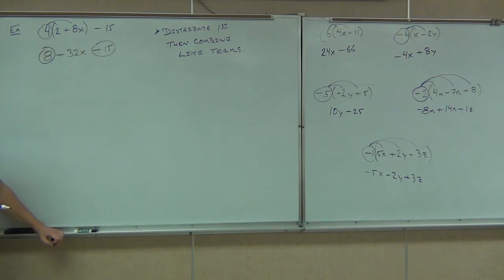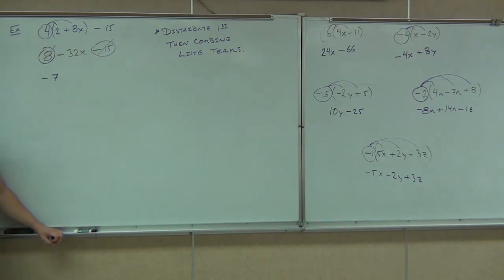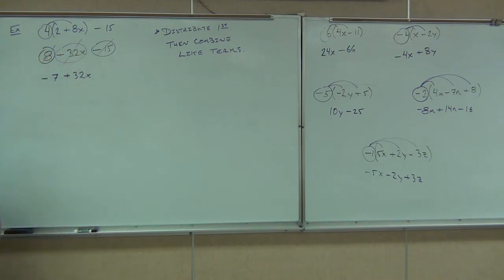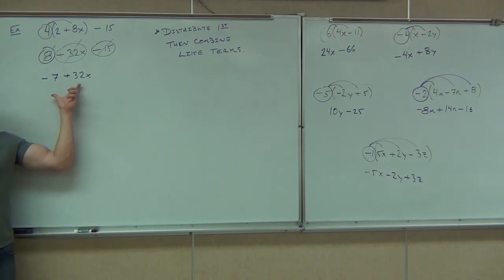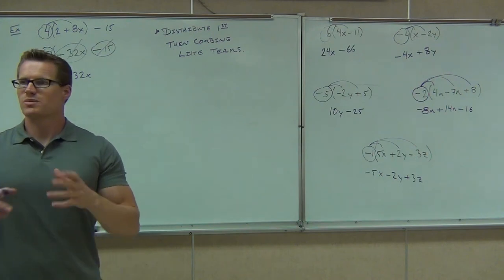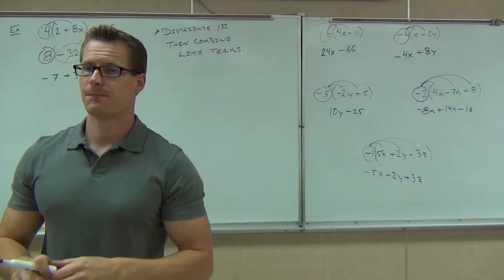So combine like terms, 8 and negative 15 gives me what? Cross them out. And how about the 32x? Is there anything with the 32x? No. So we just write plus 32x, exactly what we have there. That's the answer. Well, can we combine those any further? No. Then you're done. So we distribute first like we normally do. Just make sure you combine your like terms. Just scan through and look.